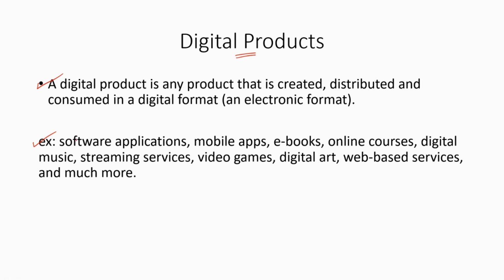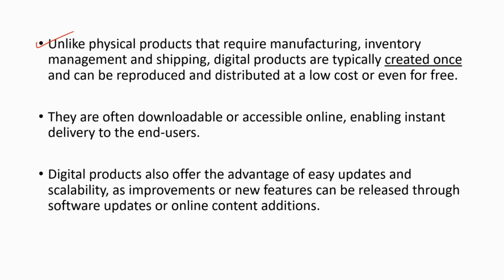Software applications, mobile apps, ebooks, online courses, digital music, streaming services, video games, digital art, web based services, and much more. Now you can understand a digital product is any product that is in an electronic format, which is created, distributed, and consumed in a digital format. Unlike physical products that require manufacturing, inventory management, and shipping, digital products are typically created once and can be reproduced and distributed at a low cost or even for free.